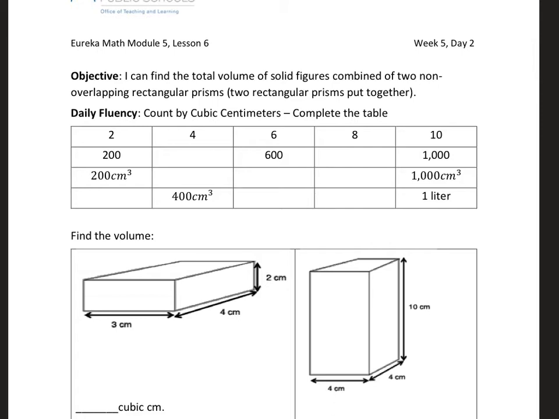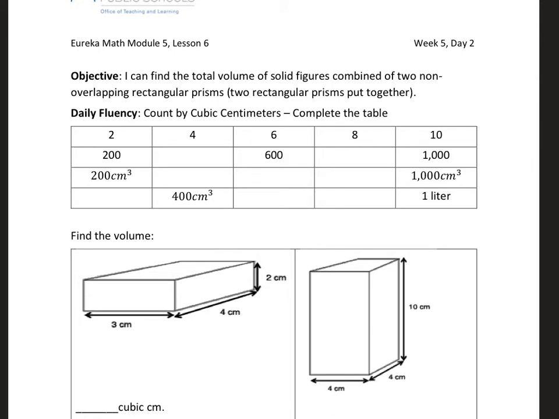Our objective for today is I can find the total volume of solid figures combined of 2 non-overlapping rectangular prisms. So basically we're going to be finding the volume of 2 rectangular prisms put together. Now, you may remember doing this in class. We worked in teams to solve as many as we could. So that's what we will be doing today.